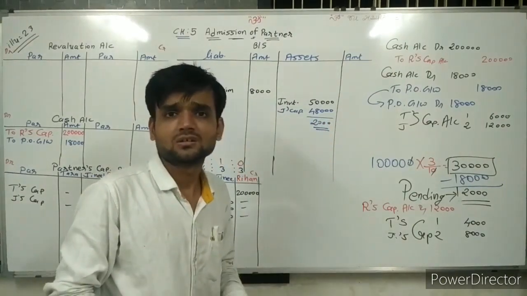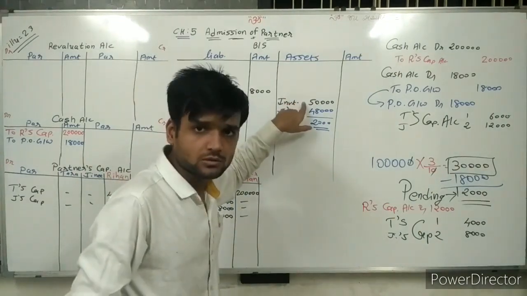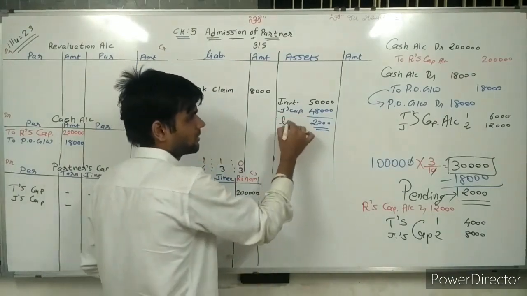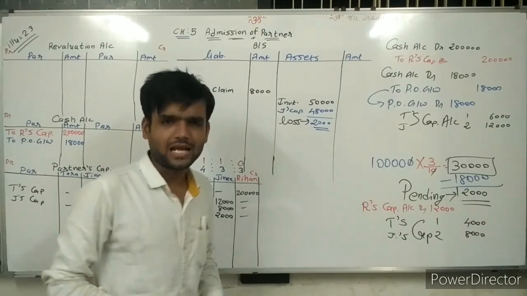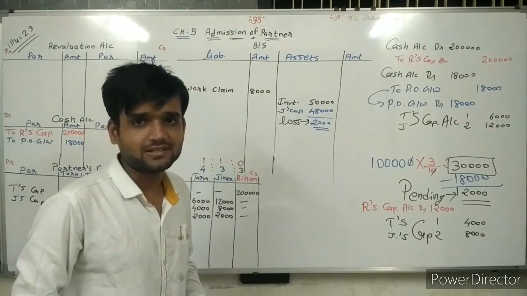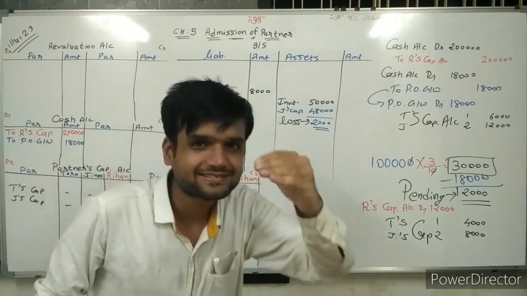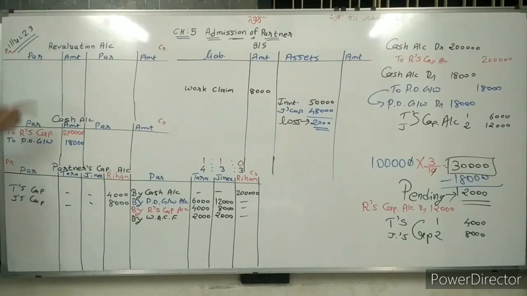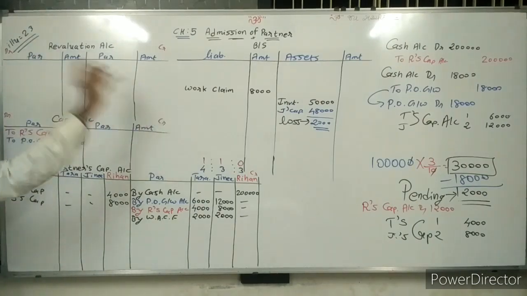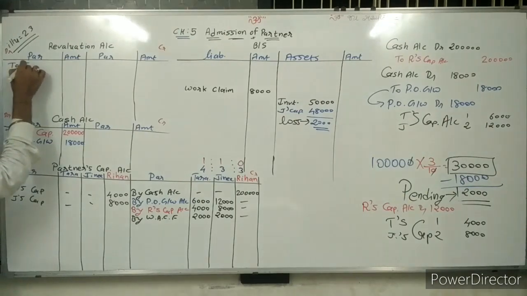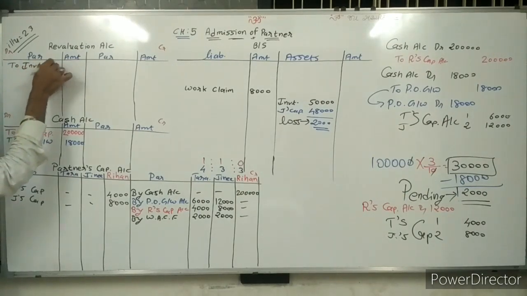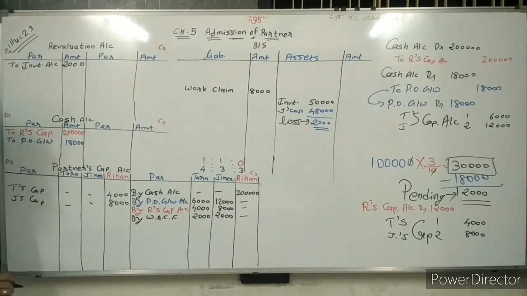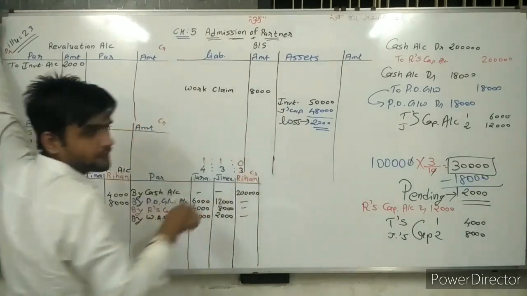Now think, sir, what about 2,000? 2,000 is the loss because the investment value is 50,000 and Jinisha takes it over at 48,000. So the difference amount is my loss, and this loss means the asset decreases. Happy or sad? Sir, sad. Loss is there. Sad means revaluation account debited. So write down here: loss on investment, to investment account, amount 2,000 rupees.